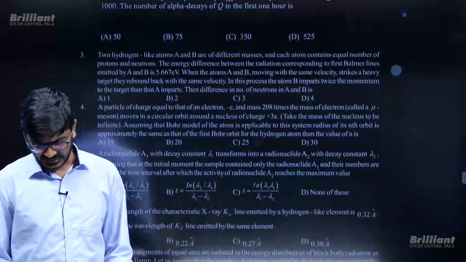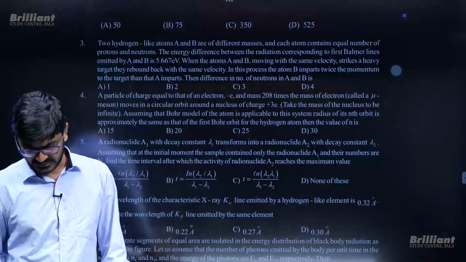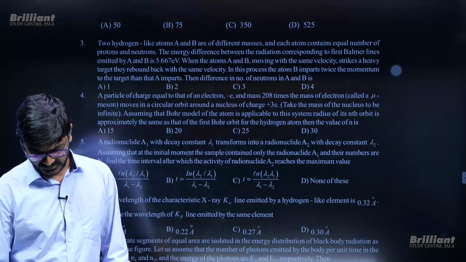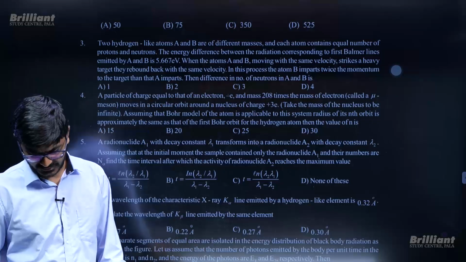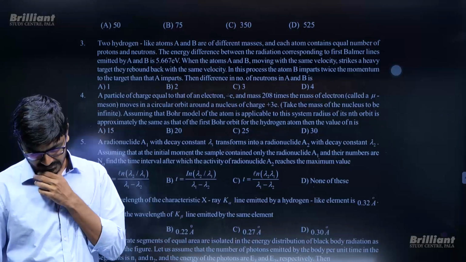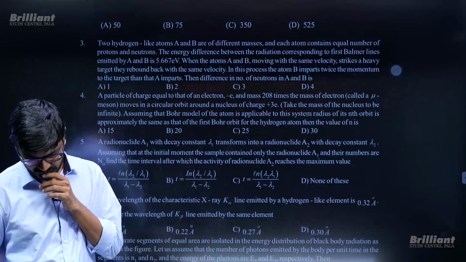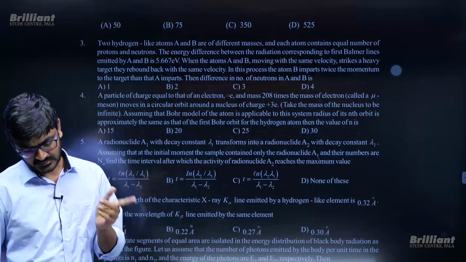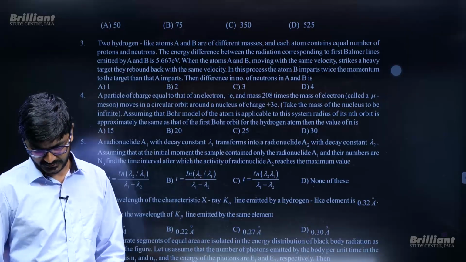A particle of charge equal to that of an electron and mass 208 times the mass of an electron moves in a circular orbit. Assuming Bohr's model of atom is applicable to this system, find the radius of the nth orbit. Its nth orbit is approximately the same as that of the first Bohr orbit. Then what is the value of n?